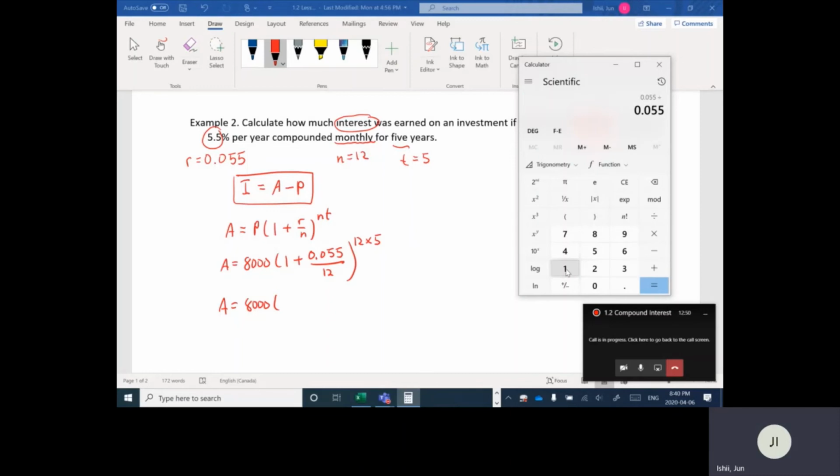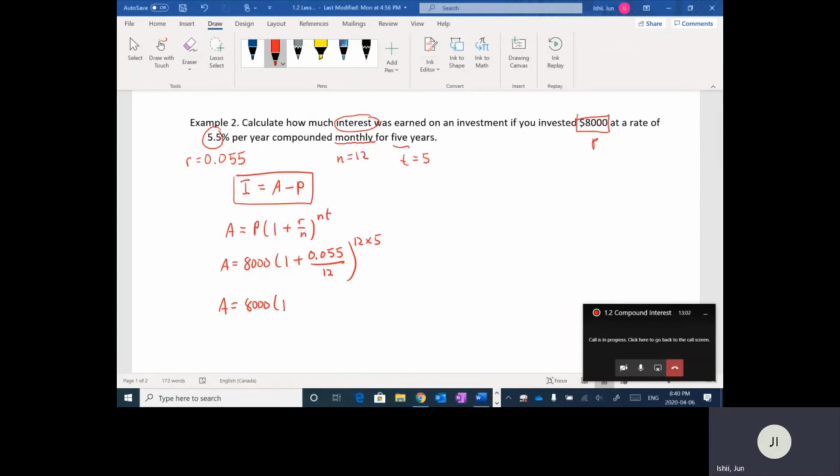0.055 divided by 12 is equal to that. Add 1. All right, so we got this repeating decimal quite a long way, but I'm just going to write the 1.00458. I think there's a 3 after that, and the 3 repeated, so I'm just going to put a bunch of dots there.